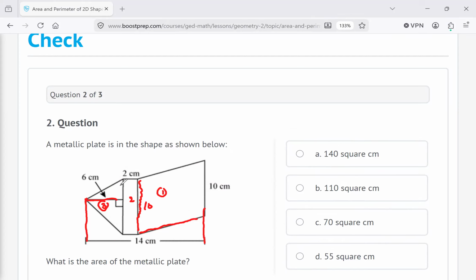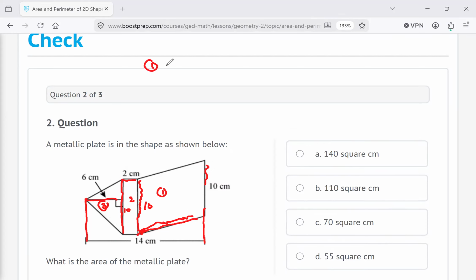In this triangle, the base, this vertical distance, is 10, and then this distance is 2, and then this was given as 6, so that's good. So we have the triangle, this little rectangle, but we don't know what this length is for this parallelogram shape. We know that this height is 10, but we don't know what this length is, right? So that's what I'm going to do first.